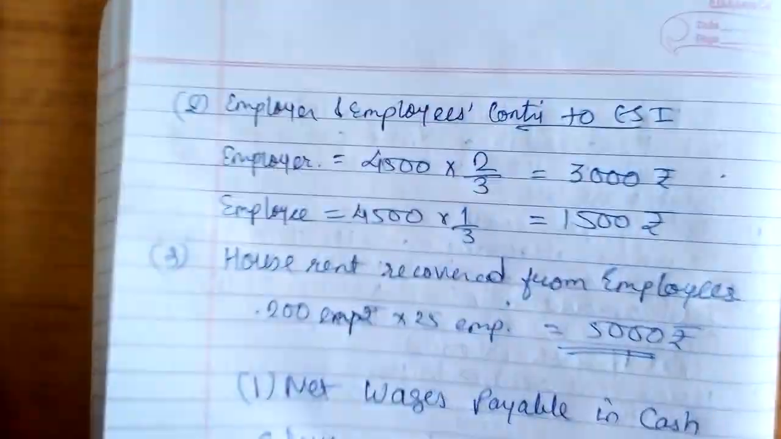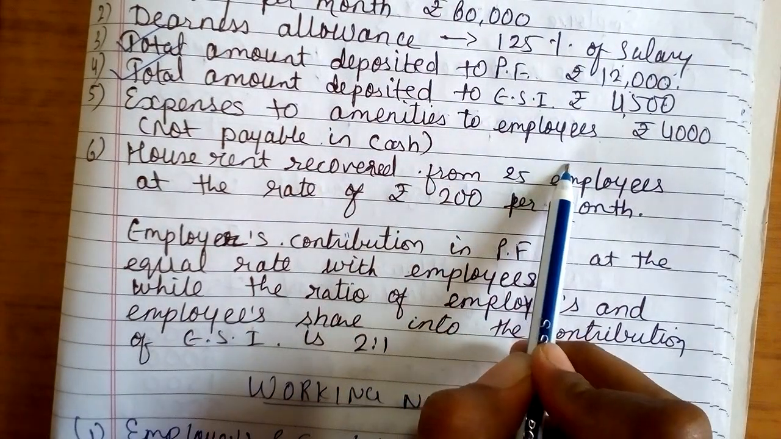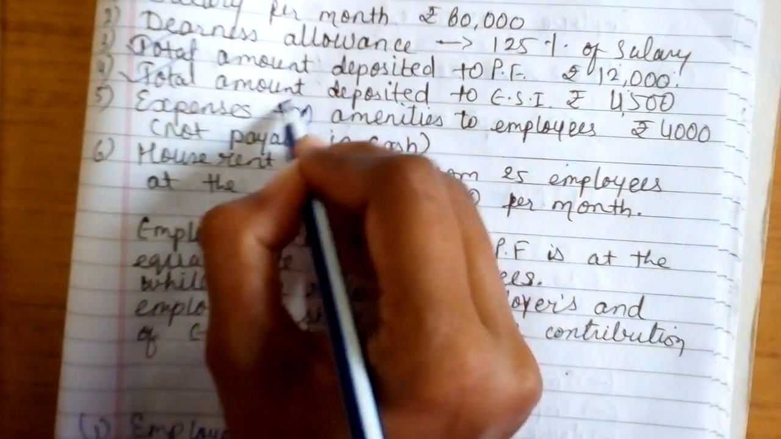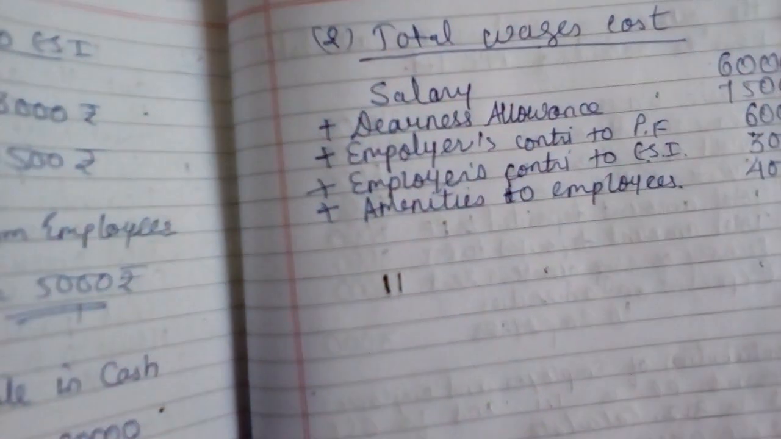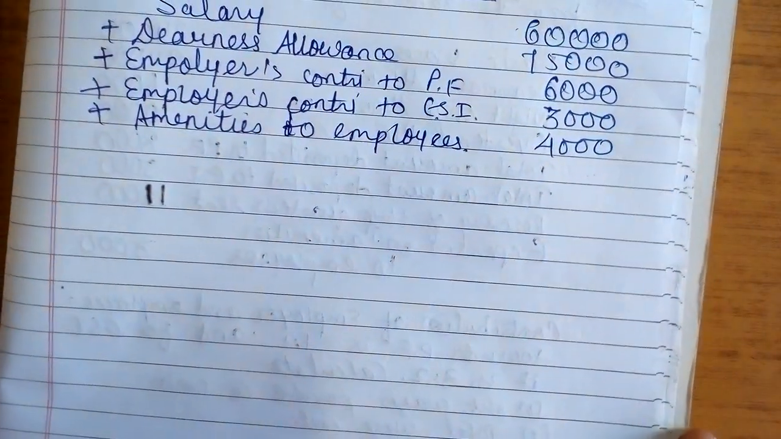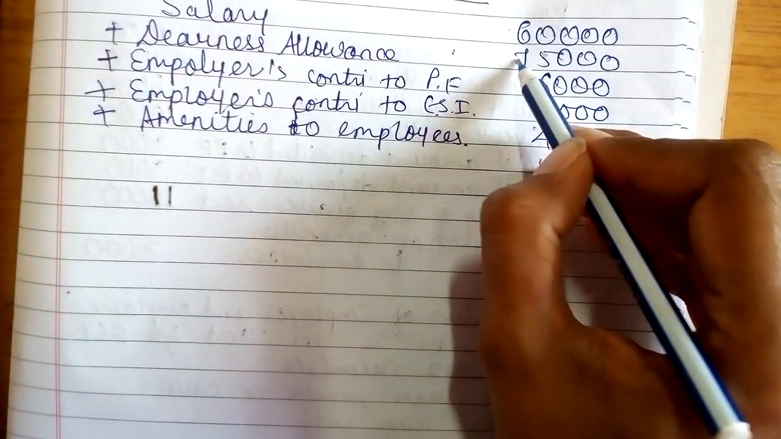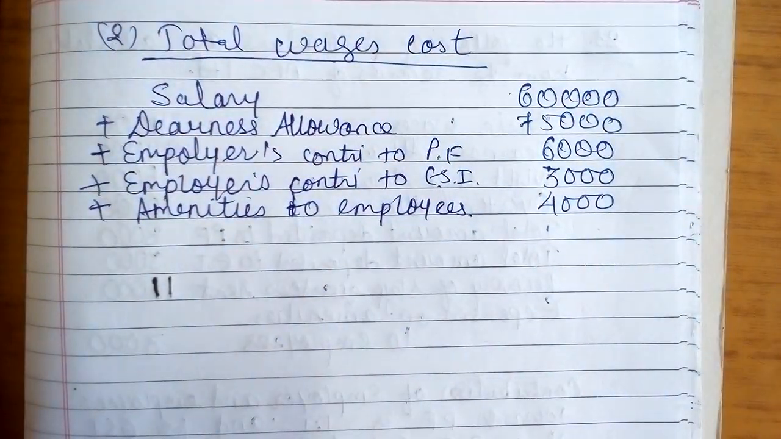Let me show you that. Expenses on amenities to employees, amenities to employees 4,000, right. So that is also to be written here, 4,000, okay. So this much amount that the employer has to bear from the part of employees.